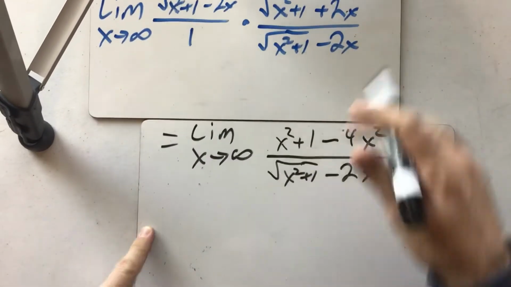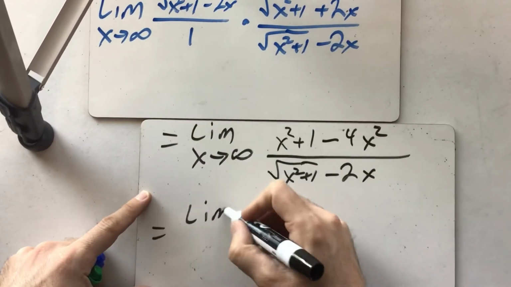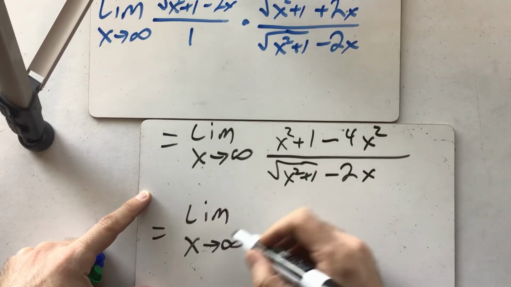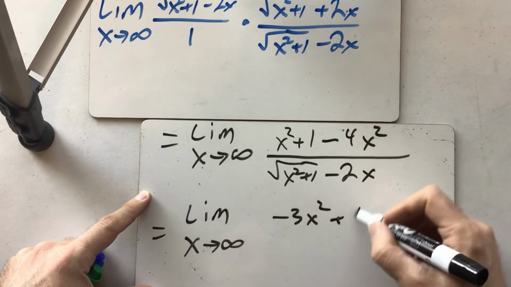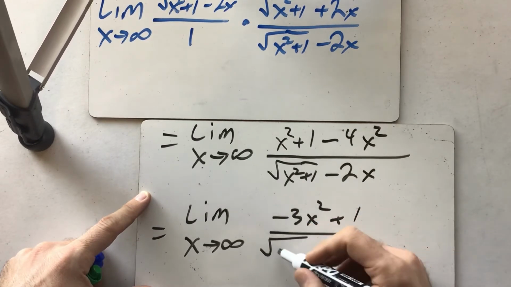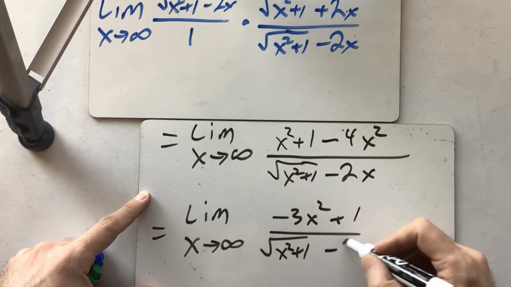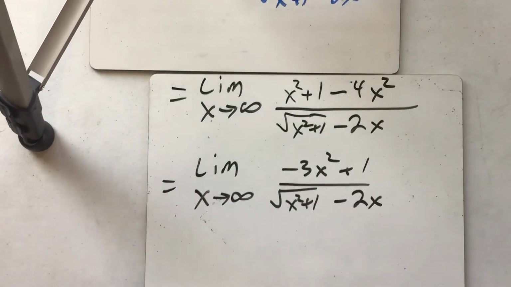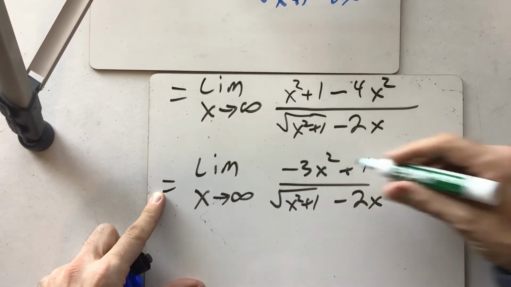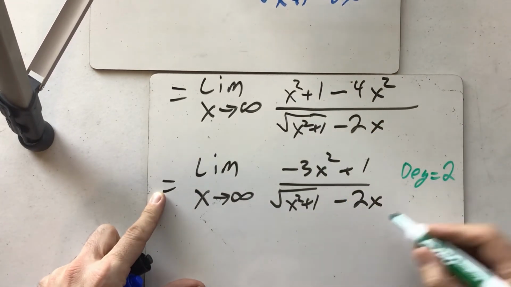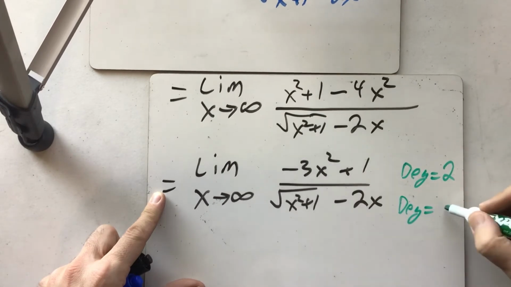Let's write this out one more time. The limit as x approaches infinity, we end up with negative 3x squared plus 1 over the square root of x squared plus 1 minus 2x. And now I can just look at this problem and realize, oh, this now looks like not too bad of a one because this degree is equal to 2. But what about the degree of the bottom? It is equal to 1.